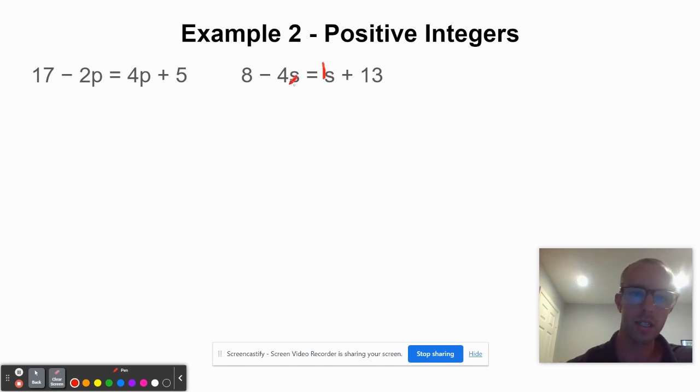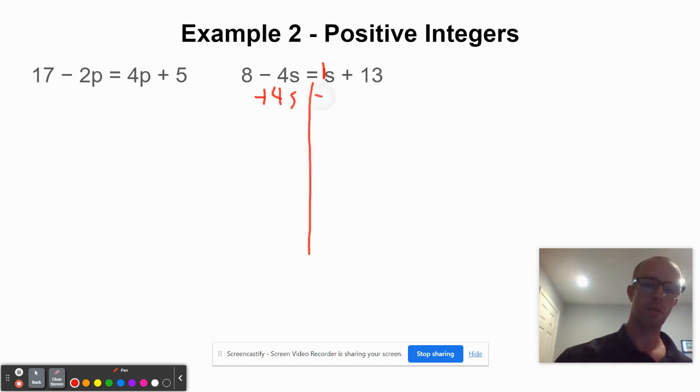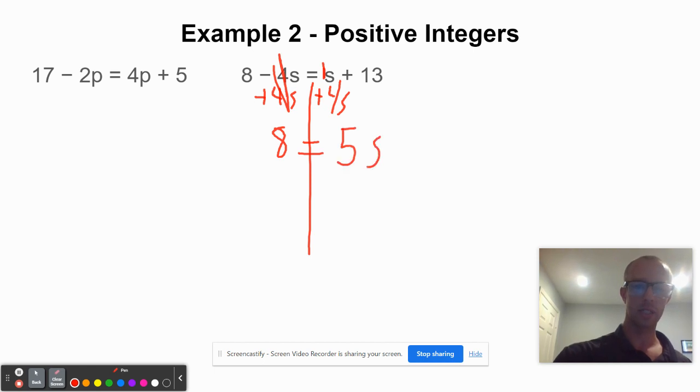All right, so I need to get rid of either this negative 4s or this positive 1s. I'm going to get rid of the smaller one, and negative 4 is smaller than positive 1. To get rid of negative 4, I have to do a positive 4. I'll do it to both sides, and I'll line up my variables. These cancel. The only thing left on this side is 8. 1s plus 4s is 5s. Plus 13, I didn't use it, so it comes down.